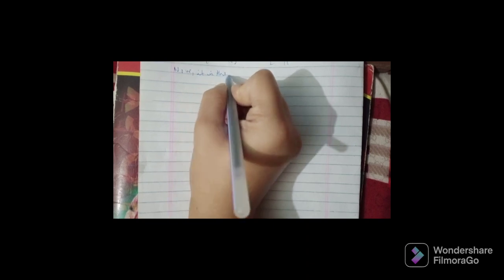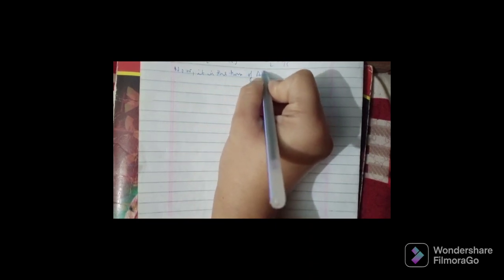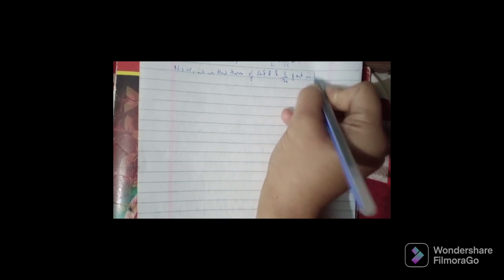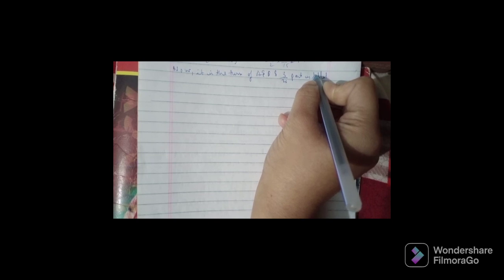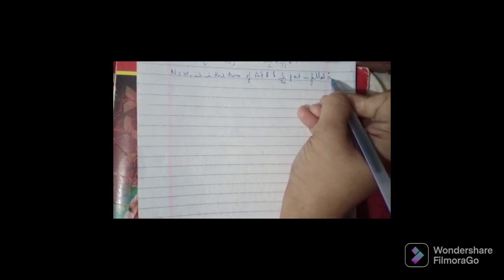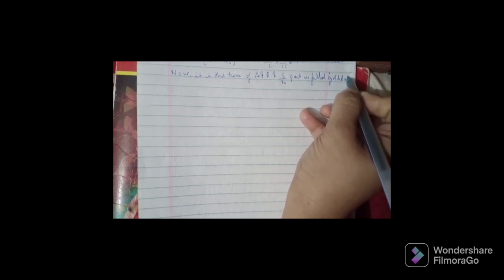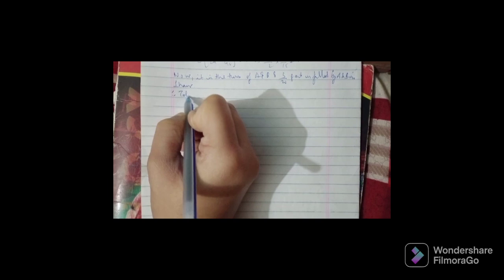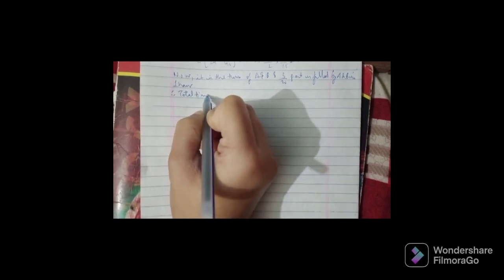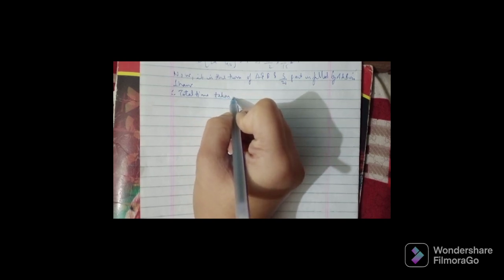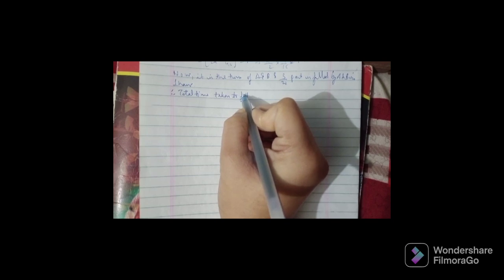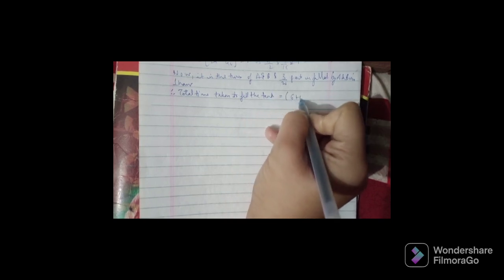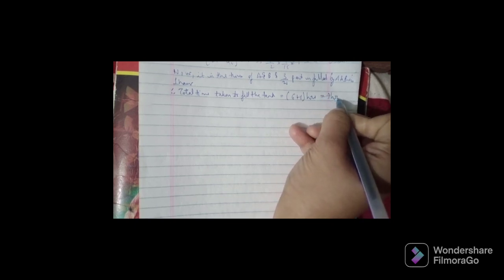Now it is the turn of A and B, and 3 by 20 part is filled by A and B in 1 hour. So total time taken to fill the tank equals 6 plus 1 hours, which equals 7 hours.